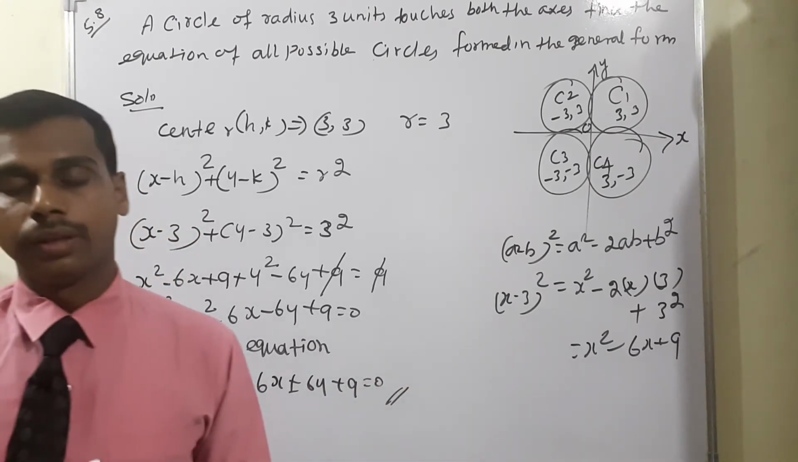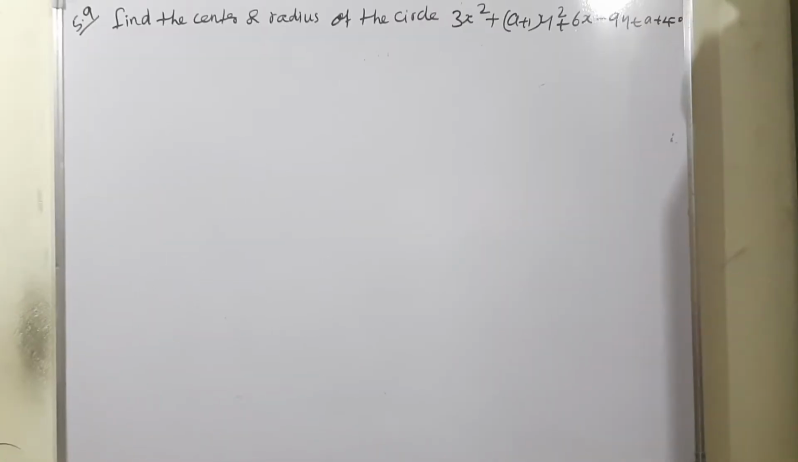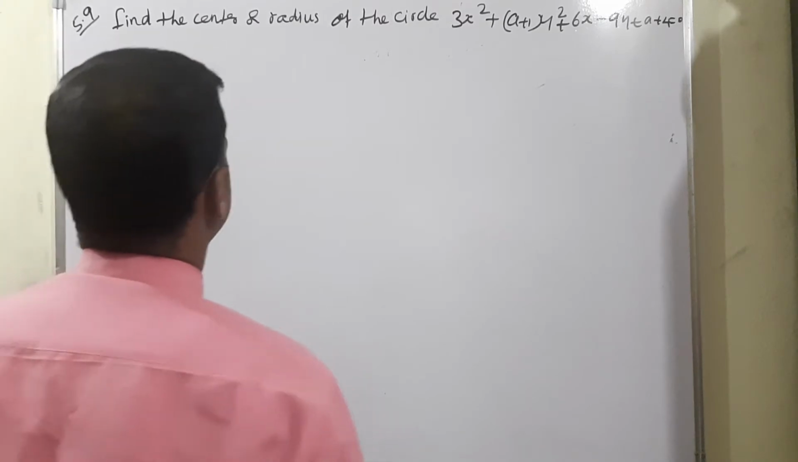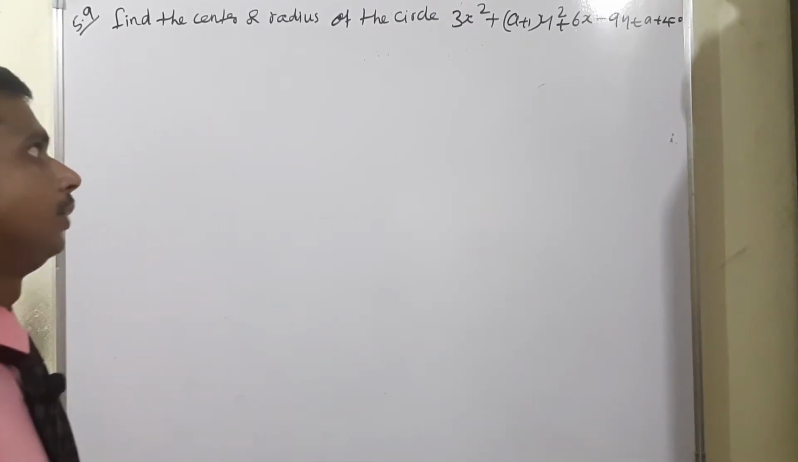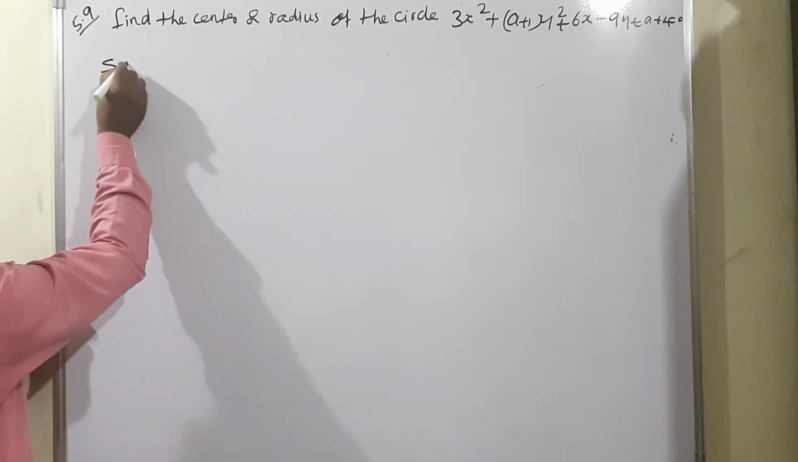Okay, I will continue with the next example. Example 5.9. Find the center and radius of the circle. One equation is given. What is the equation? Solution.